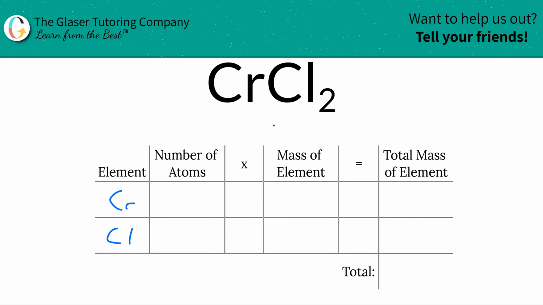Next is to write down the number of atoms, and that's where the subscripts come into play. So at the bottom of chromium, there is an invisible one, so there's one atom of chromium. Then there are 2 chlorine atoms. Next, take those numbers of atoms and multiply it by the mass of the element.